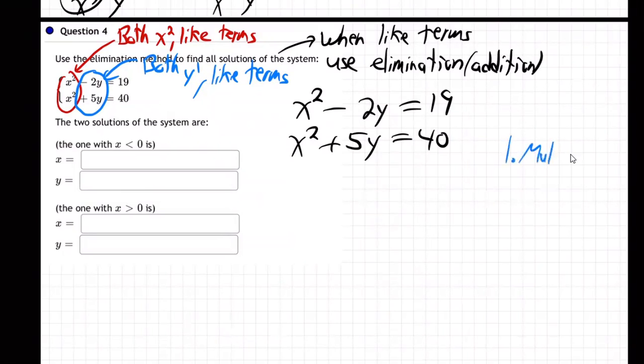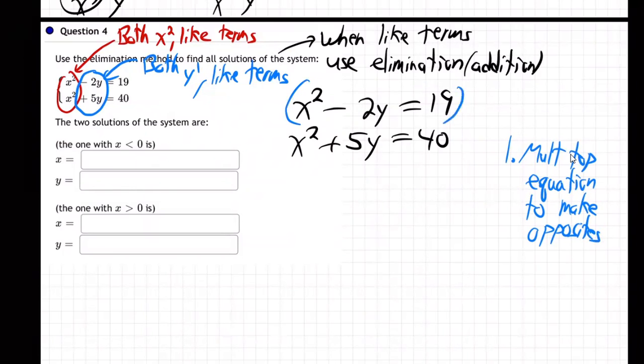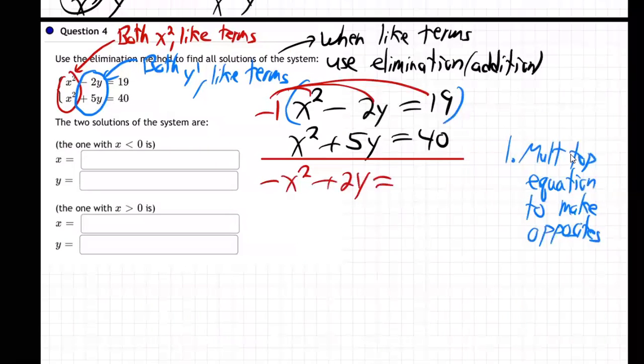Step number one, you multiply the top equation to make them opposites, right? So I'm going to take the top equation here. I'm going to multiply through by -1. Boom, boom, boom. We don't need to do anything to the second equation. This alone will take care of it. See what we'll get? We'll get minus x squared plus 2y minus 19. And the bottom equation, no changes made to it.